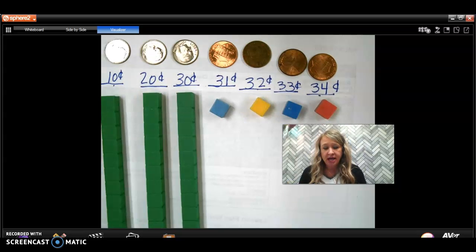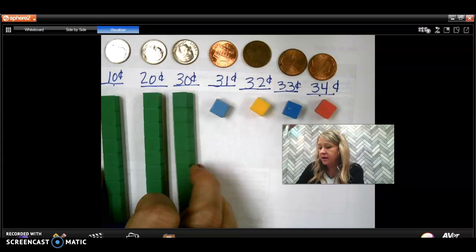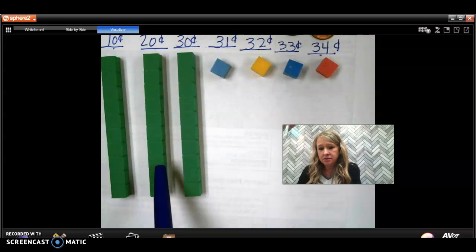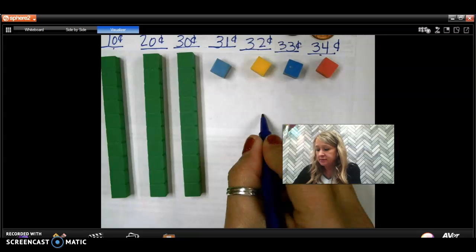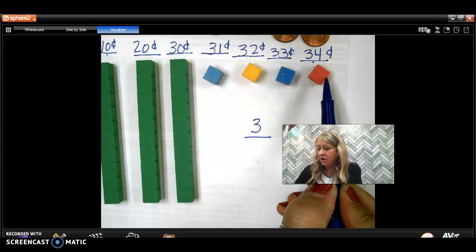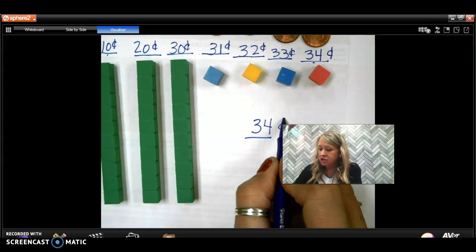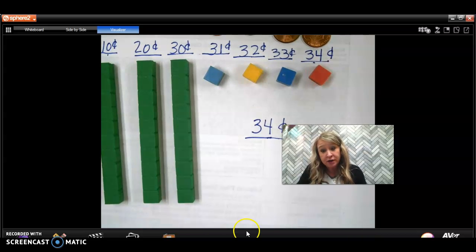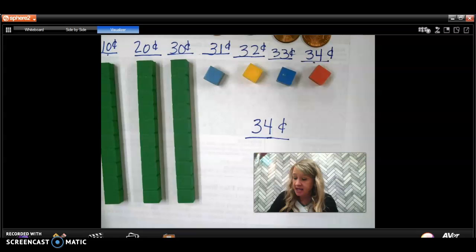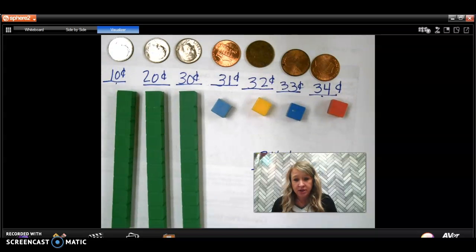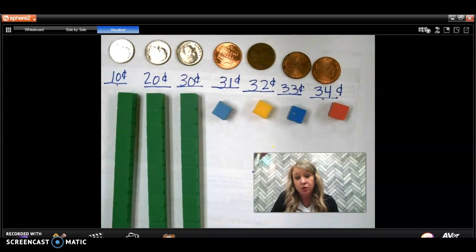Now look at the tens that you have here. How many 10 longs do you have? 3. How many units do you have? 4. How much money do you have? 34 cents. How easy was that? 34 is how much money? 3 dimes and 4 pennies. Now let's go look at your assignment.